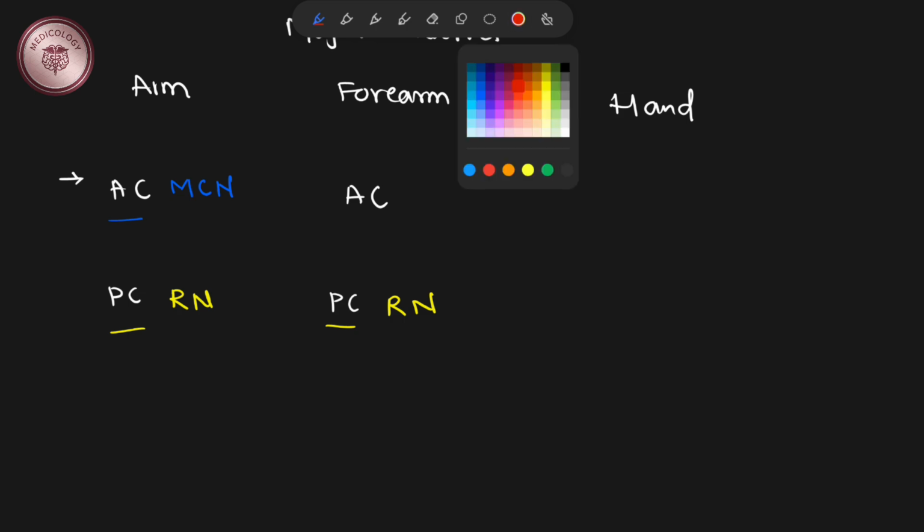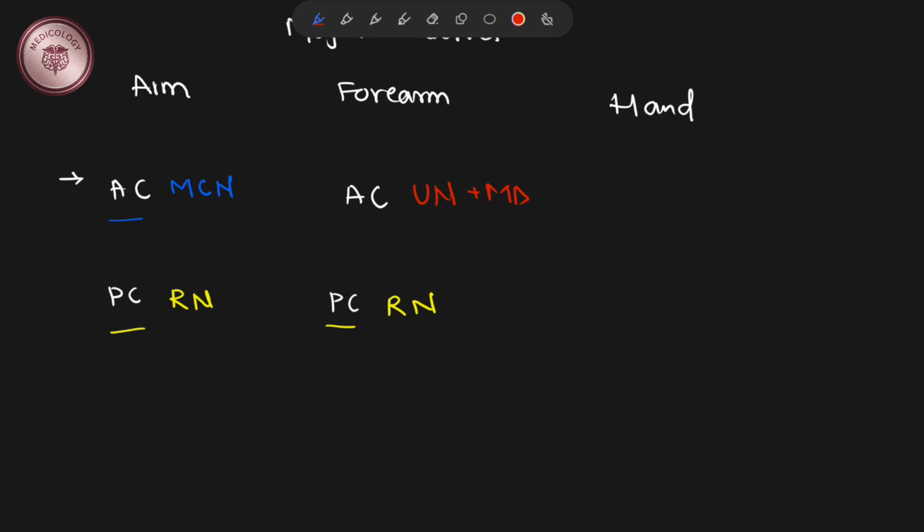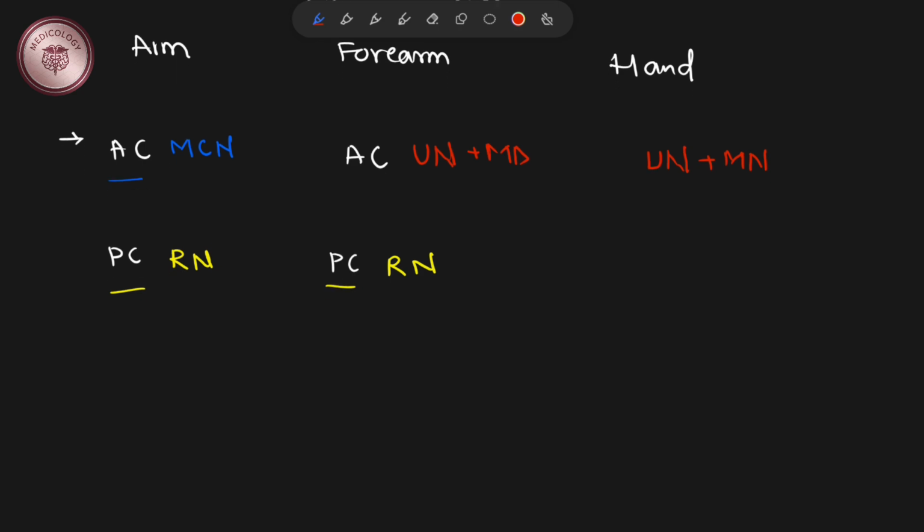In the forearm, here will be ulnar nerve and median nerve. Ulnar nerve to the lateral side and median nerve to the medial side. And in the hand also, there will be ulnar nerve and median nerve. Okay, let's see how they are coming and giving the supply.